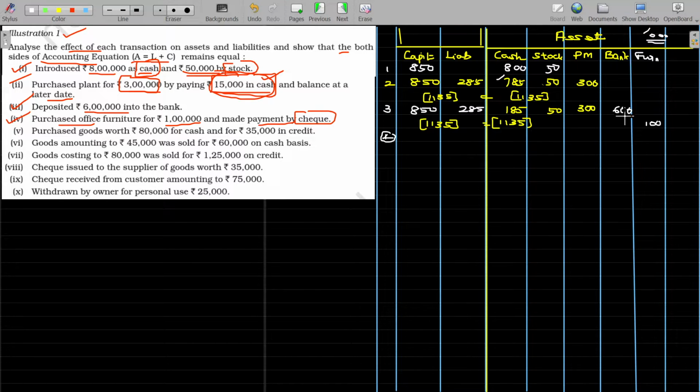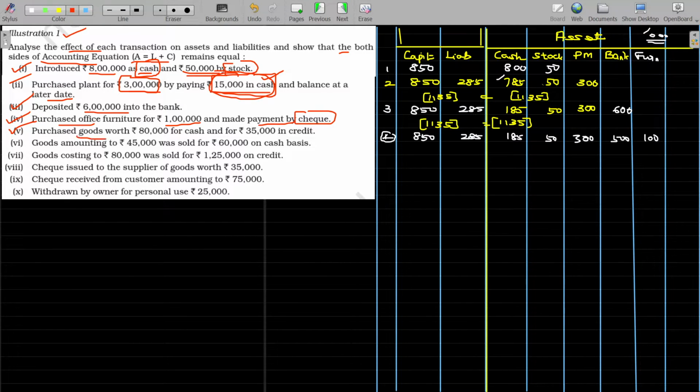Your bank balance, we already have 600. From there we have made a payment of 100. So now the bank balance is only 500. Apart from this, the other accounts remain at the same value as earlier. So cash 185, stock 50, plant and machinery 300, bank 500 and furniture 100. Fourth one is over.